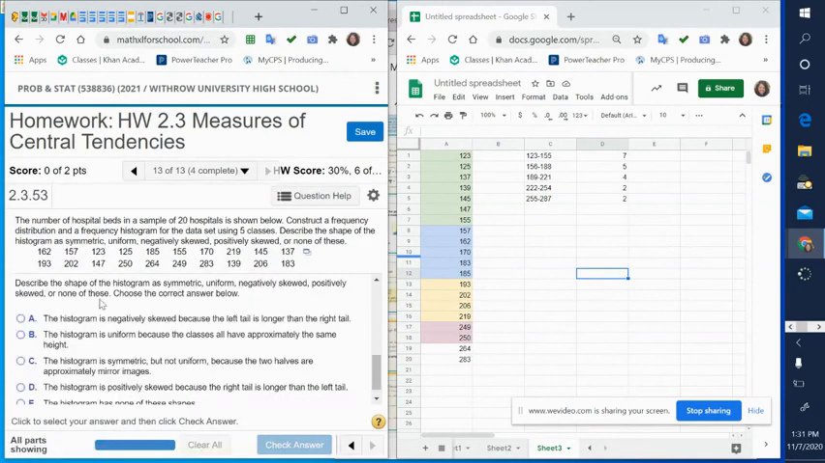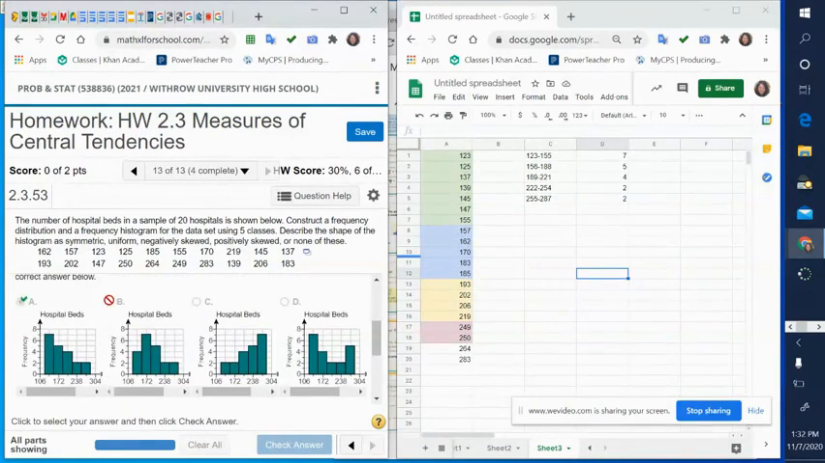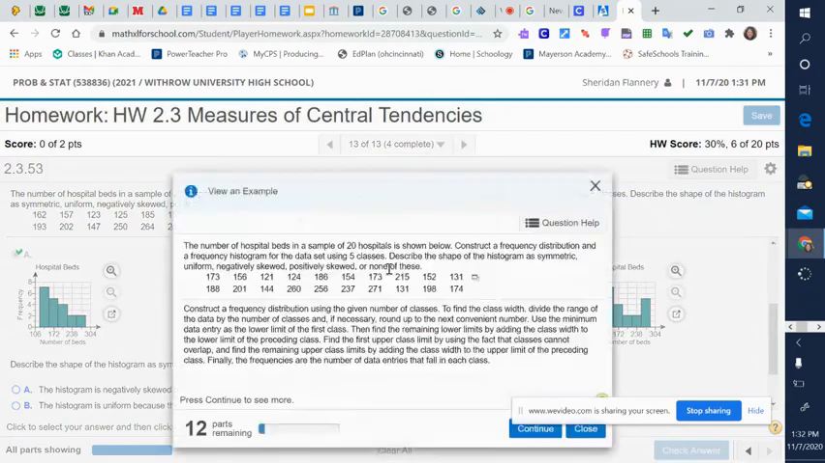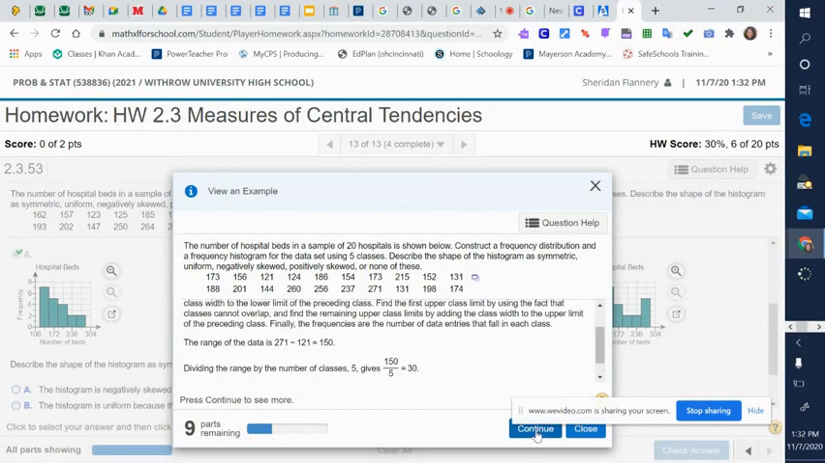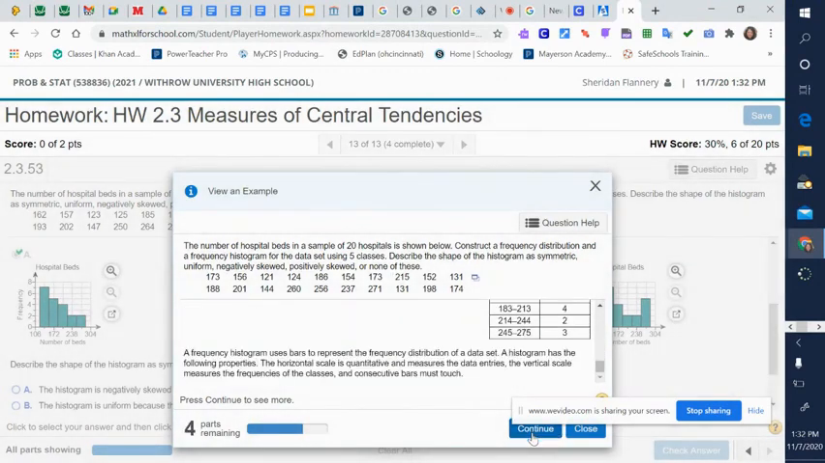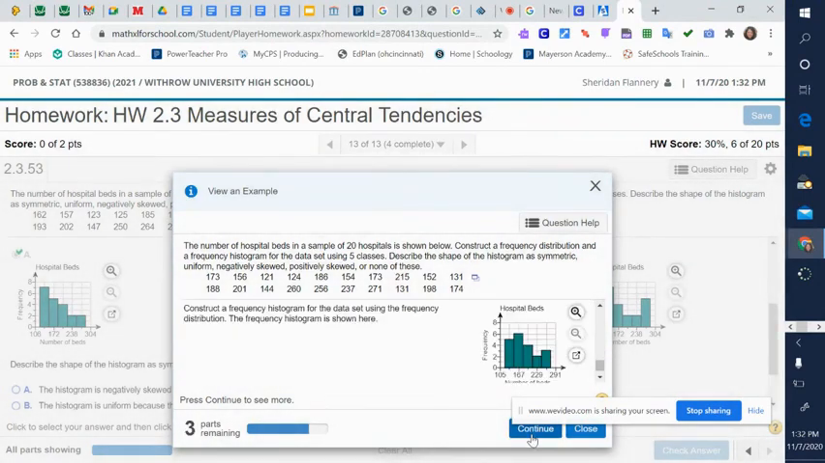All right, next. Describe the shape. Is it symmetric, uniform, negatively skewed, positively skewed, or none of these? Okay, so negative and positively skewed. If you ever forget what something is and you want to look, you can always go into question help and say, view an example. And I just want to skip down until I get to the part where they talked about positive and negatively skewed. Yep, yep, yep. Now we got a frequency. Okay, there it is.